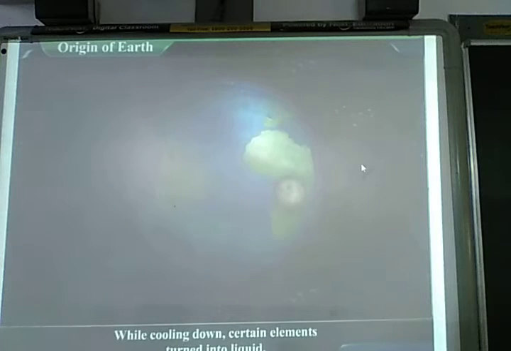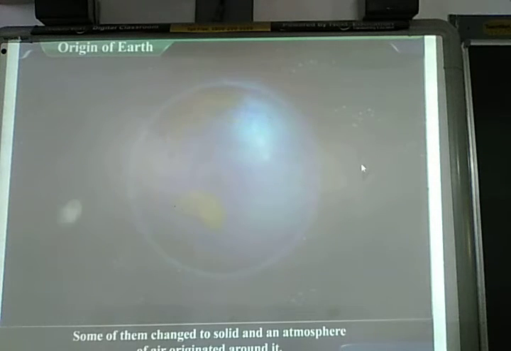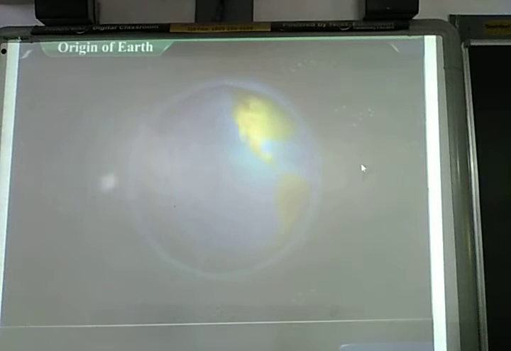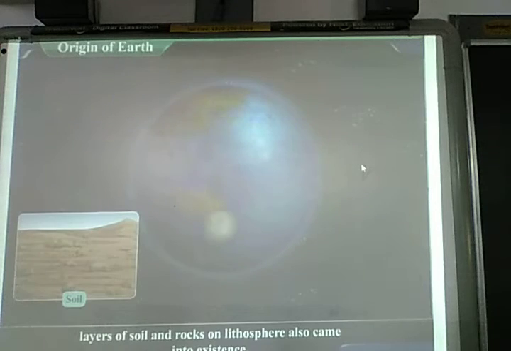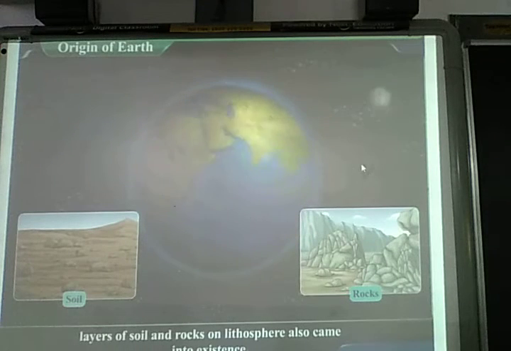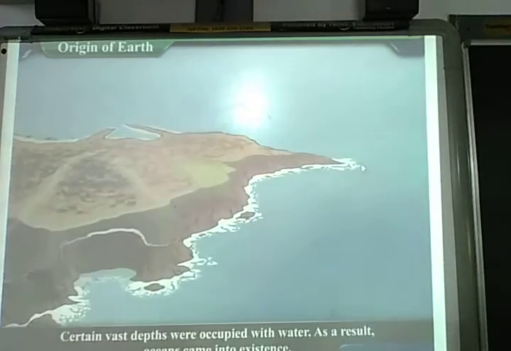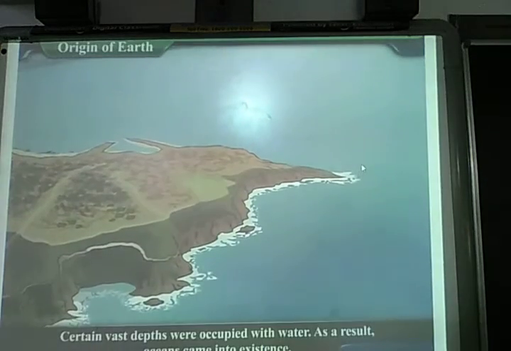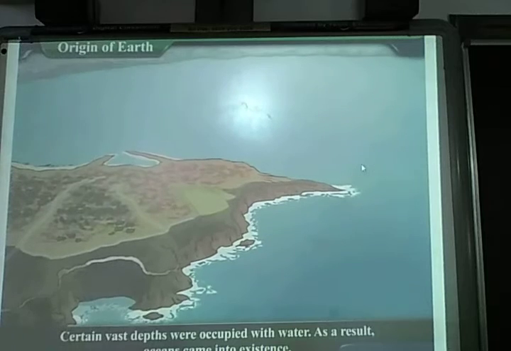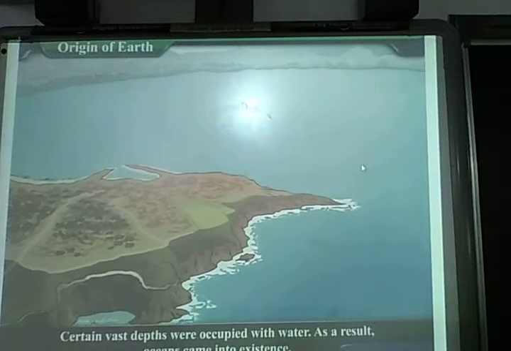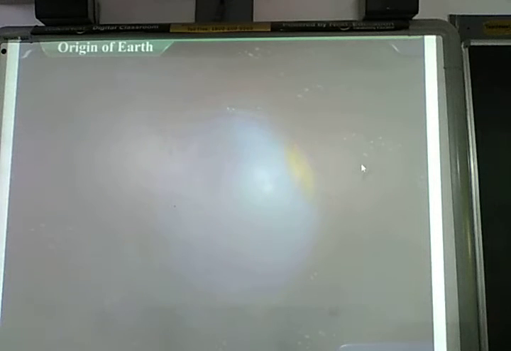While cooling down, certain elements turned into liquid, some of them changed to solid, and an atmosphere of air originated around it. Not only this, layers of soil and rocks on the lithosphere also came into existence. Certain vast depths were occupied with water. As a result, oceans came into existence. Hence, eventually formation of the Earth took place.